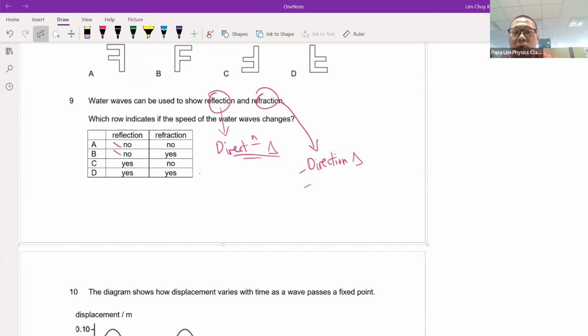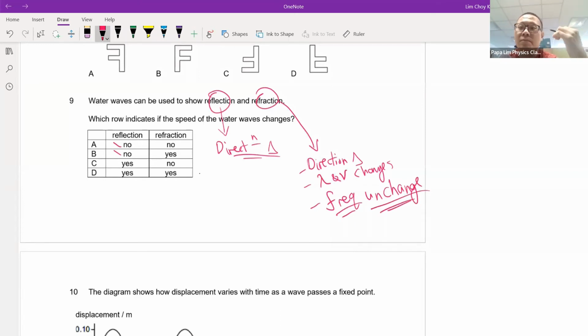So when we go from a shallow to a deep region for water waves, you'll find that the wavelength and the speed of the wave change. What remains unchanged is the frequency of the wave. If you look at the properties of the water wave when it goes through refraction from a shallow region to a deep region, the frequency remains unchanged. The lambda and the speed of the wave change. So automatically the answer is only B.